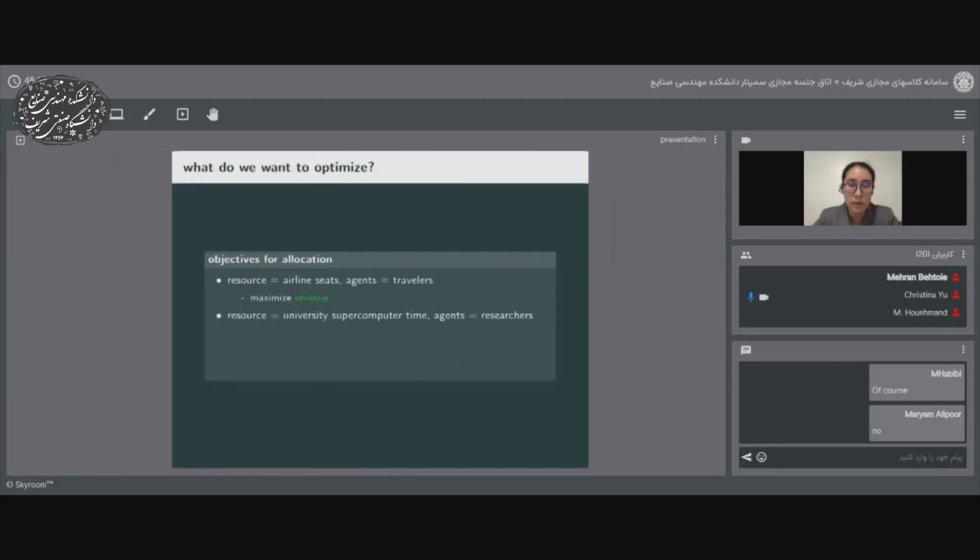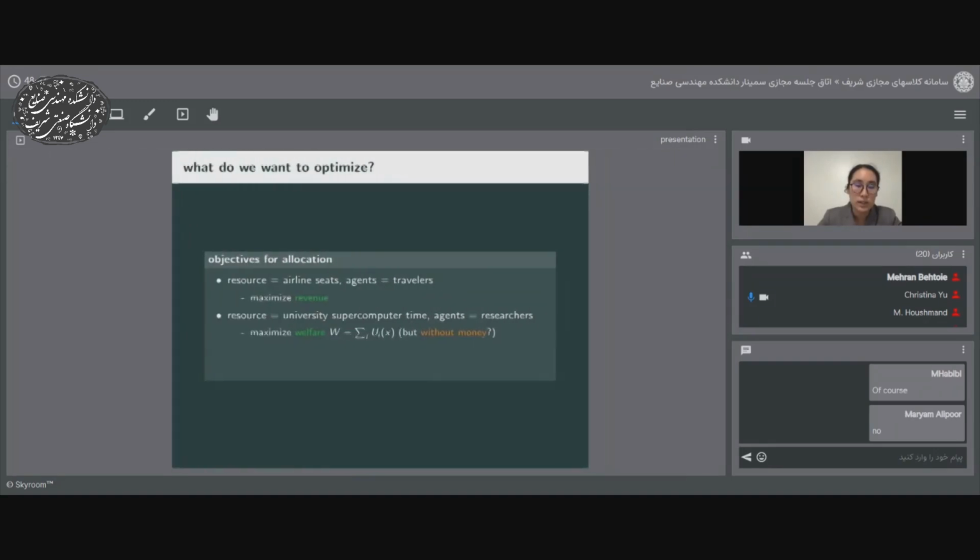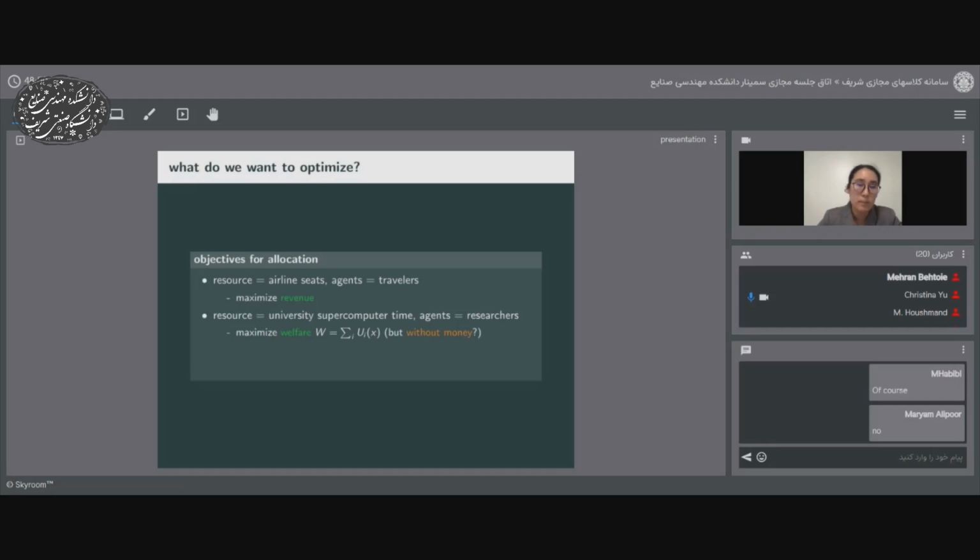Another application might be one where there is a university shared resource. It could be university supercomputer time. And now the agents are going to be researchers that arrive to the platform and request some supercompute time. Again, this supercompute time is budgeted, and what the university might care to optimize is some notion of welfare. But because this is a shared resource, they may not want to charge for it. So you want to figure out how to maximize welfare, but maybe without using money to manage that allocation.